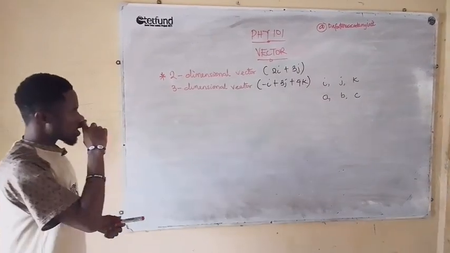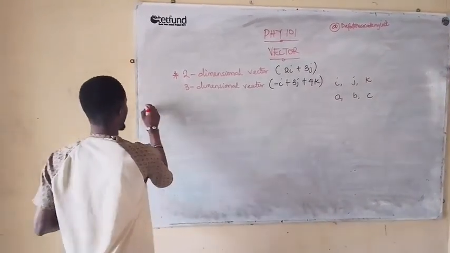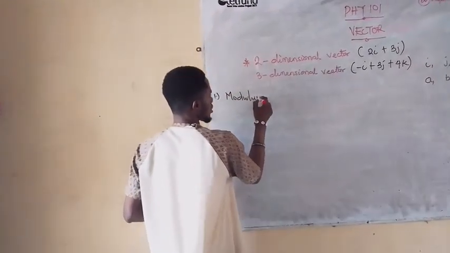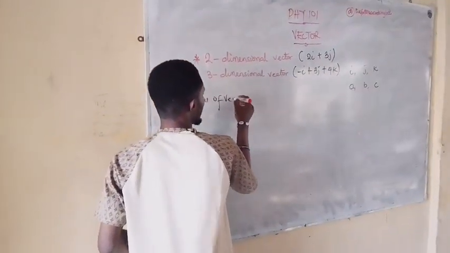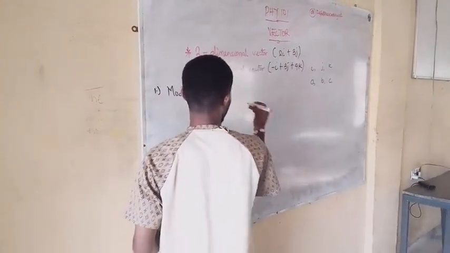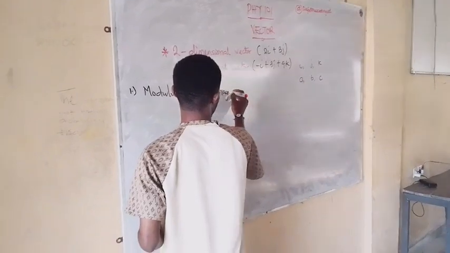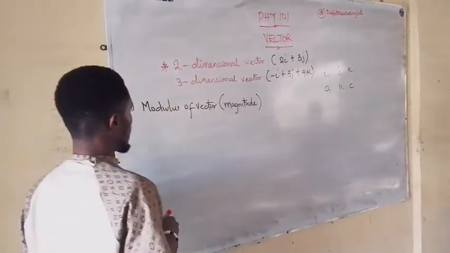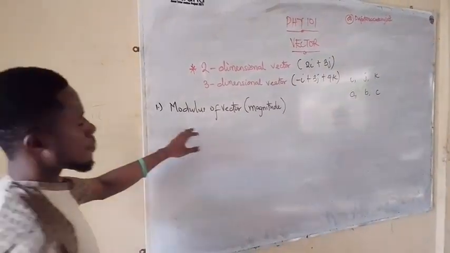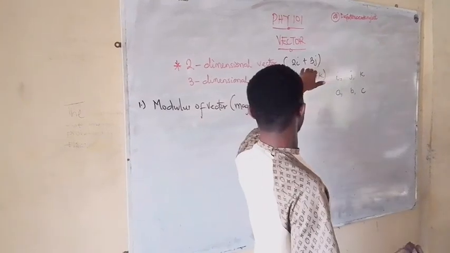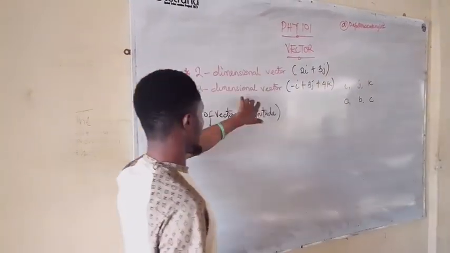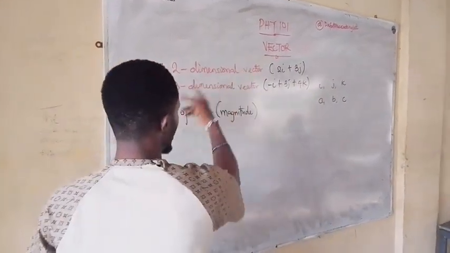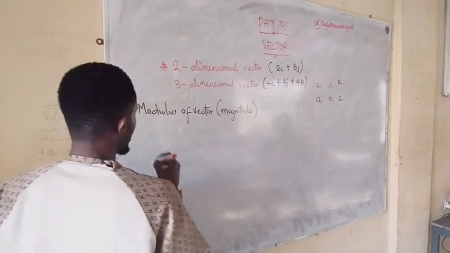All right. Up next, let's do something called the modulus of a vector. Modulus can also be known as the magnitude of a vector. When you're finding the modulus of a particular vector, whether it's a 2D vector or a 3D vector, and by 2D I mean 2-dimensional and 3D, 3-dimensional, this is the formula.